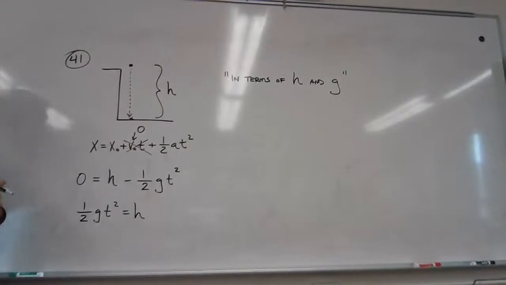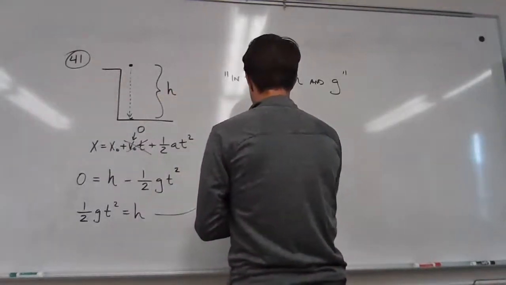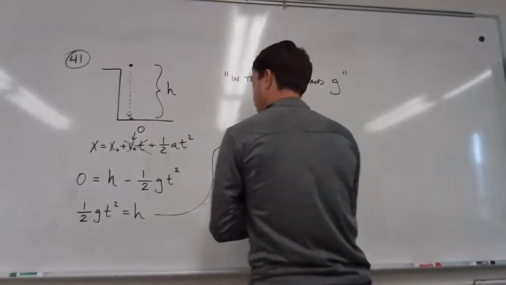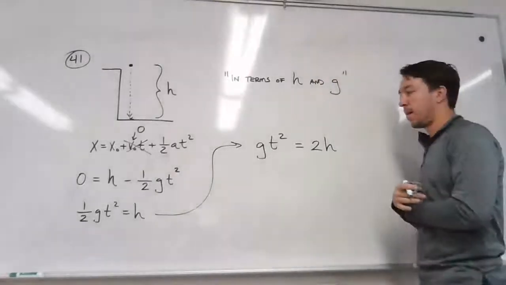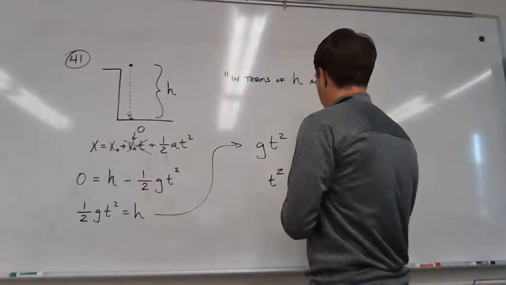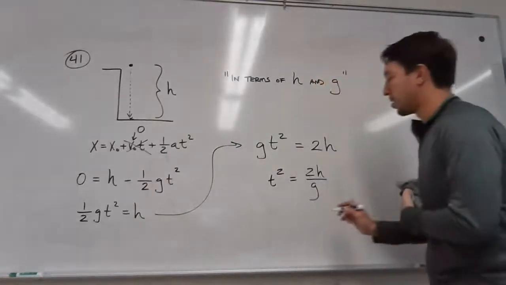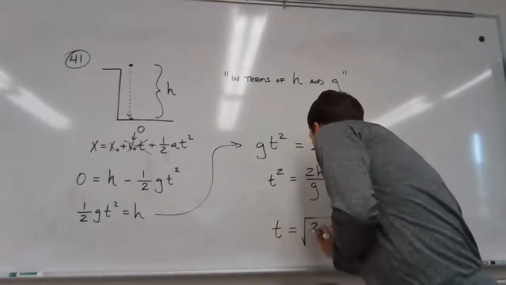Just someone throw something out. What can I do here? I'm trying to get at that t. Too early. Multiply by 2. Multiply both sides by 2. Very good. So multiply both sides by 2, and you've got g times t squared equals 2h. Now what? Divide both sides by g, and we square both sides. So, there we go.